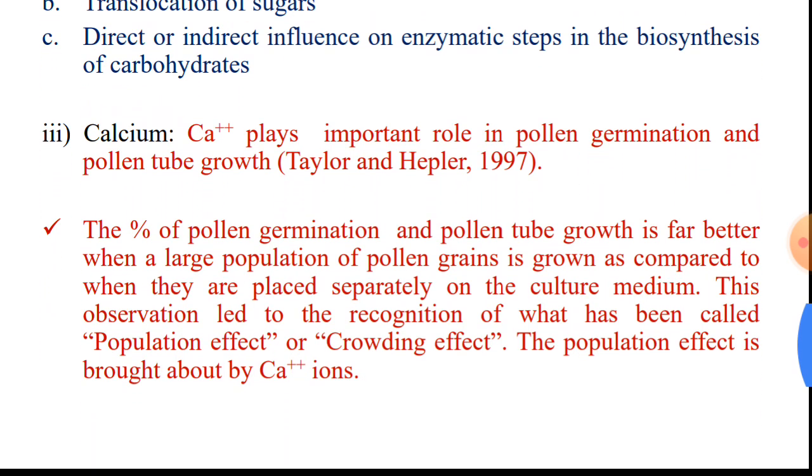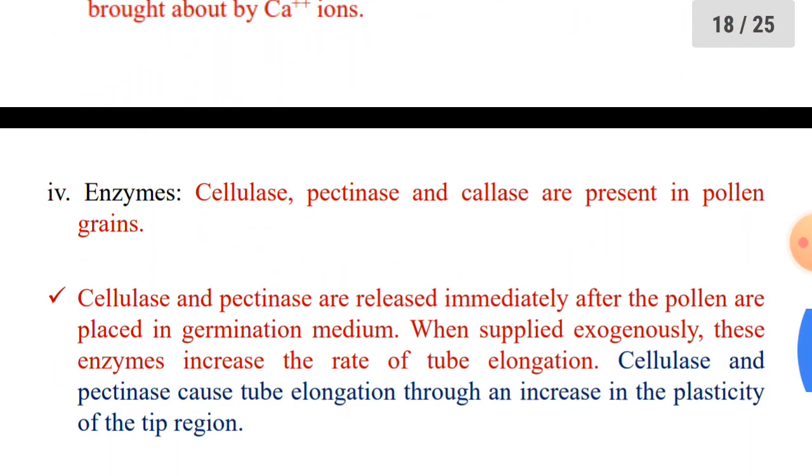Now, calcium. Calcium plays an important role in pollen germination and pollen tube growth. The percentage of pollen germination and pollen tube growth is far better when a large population of pollen grains is grown as compared to when they are placed separately on the culture medium. This observation led to the recognition of what has been called the population effect or crowding effect. The population effect is brought about by calcium ions.